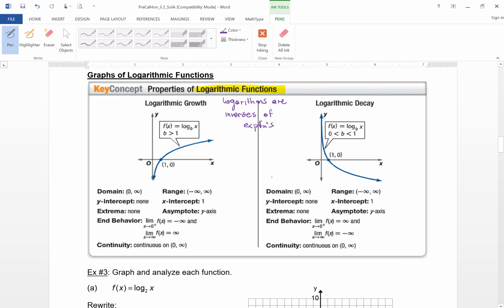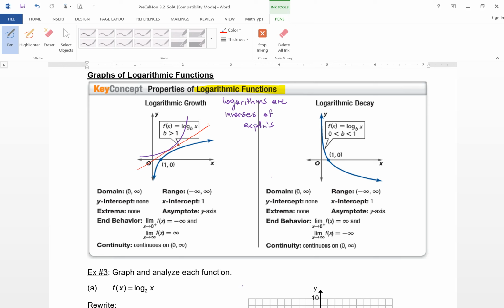What does an exponential function look like? Like 2 to the x. What does 2 to the x look like? Well, it looks like this. Okay? A logarithm looks like this. Do you see how they're inverses? Because they are symmetric along y equals x. Okay? So they're symmetric. Meaning, what happens to domain and range of inverse functions?